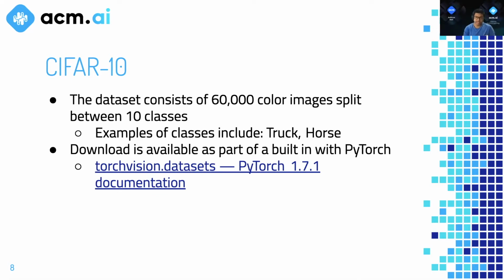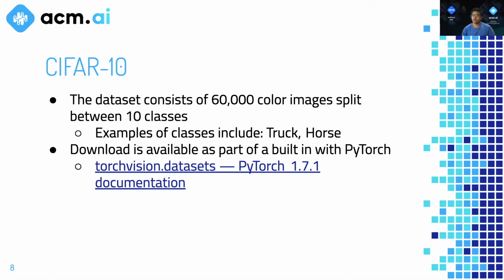There are 10 classes of images in this data set. Some of the examples for these classes are going to be trucks and horses and cats and dogs and airplanes. I don't remember everything off the top of my head, but there's a pretty wide variety of classes, 10 classes.